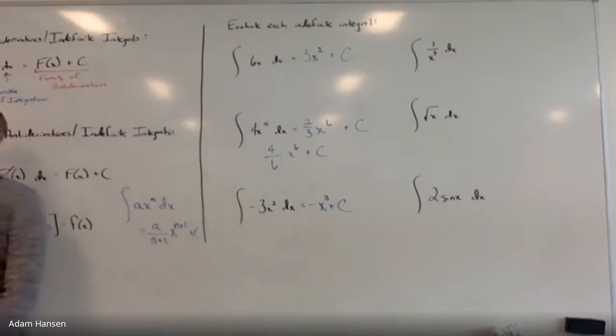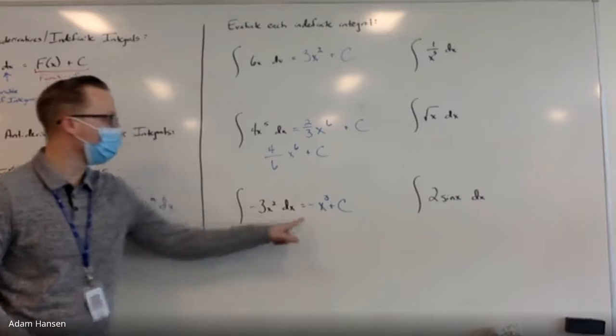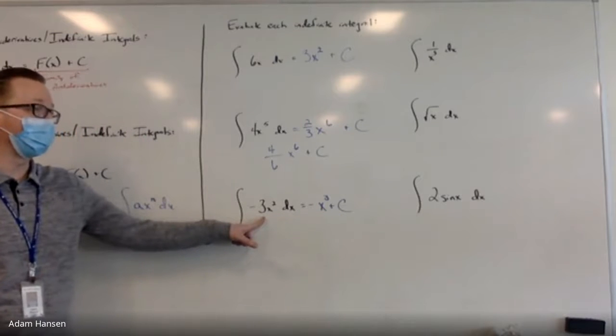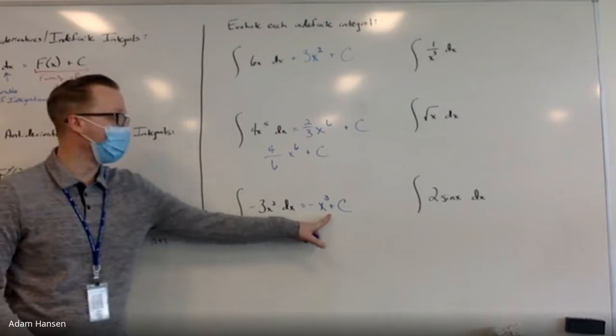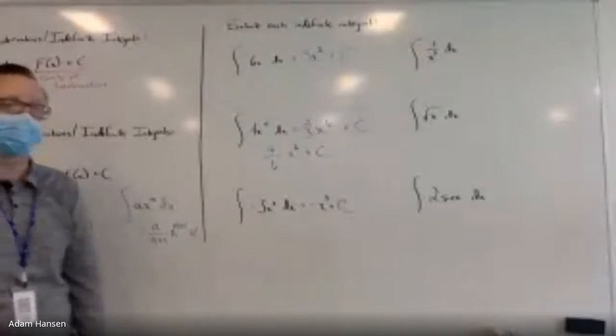Nice thing about antiderivatives is you can always check your work by taking the derivative of what you just anti-differentiated. If I take the derivative of my antiderivative, the derivative of negative x to the 3rd plus c, it's negative 3x squared. I take the derivative of my answer, I get back to the starting point, negative 3x squared.